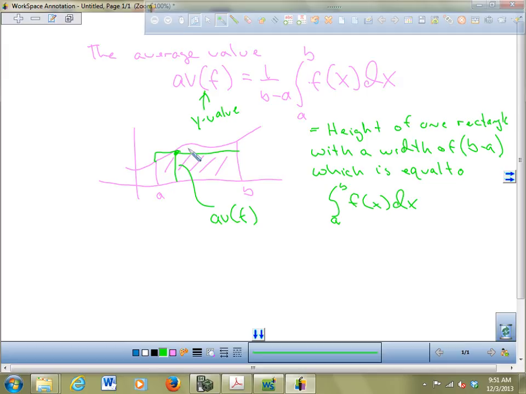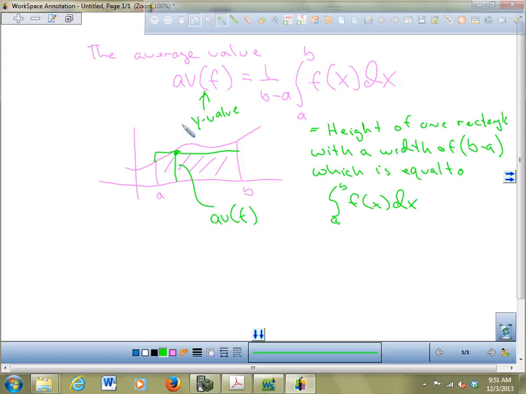Because here, do you see that I'm cutting out some of that area by taking that average value? And over here, I probably didn't draw it in the right place for this function. And over here, I'm actually adding some area by finding that average value. Okay, so it's the height of a rectangle that would give you the exact value of the integral, is what the average value is. And that's kind of important.